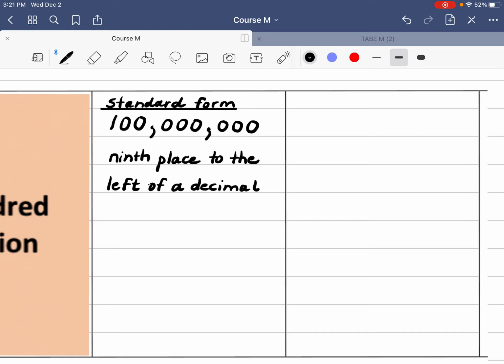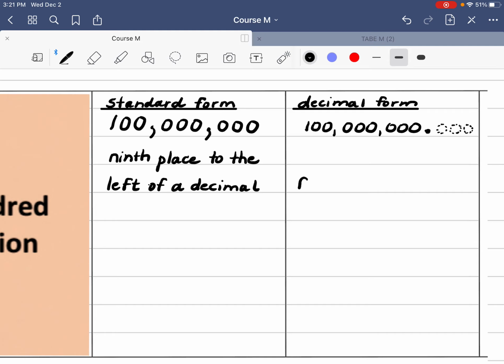And so let me go ahead and write decimal form for you. Decimal form looks exactly like standard form, except we can put a decimal there. And that's where the decimal has to go for 100 million. You could also add all the zeros out here that you want to add in decimal form. That's perfectly fine. Or you can leave them off, either way.